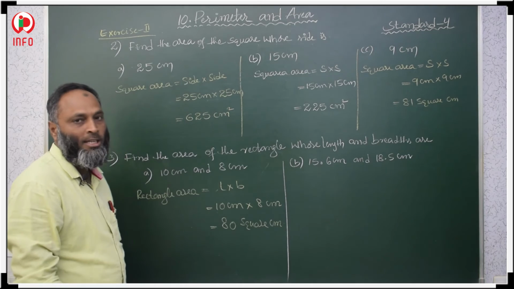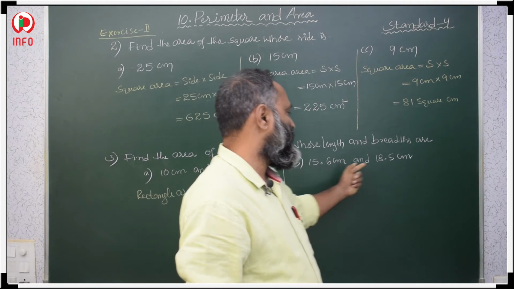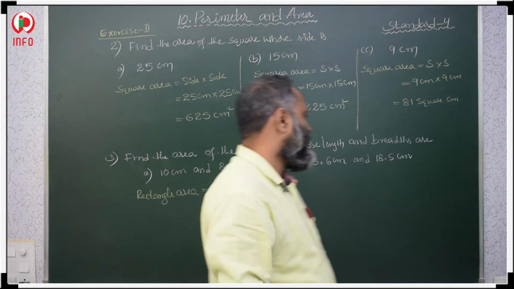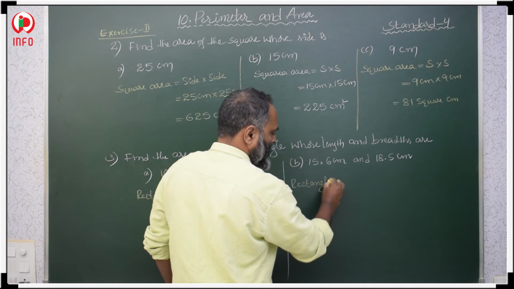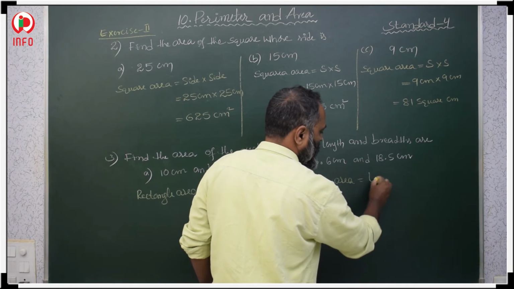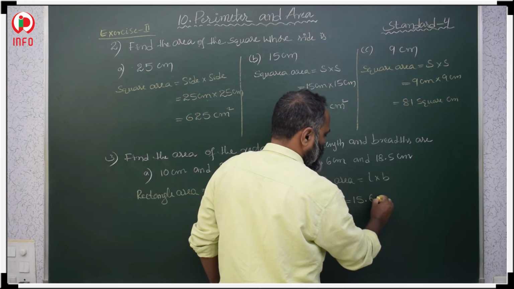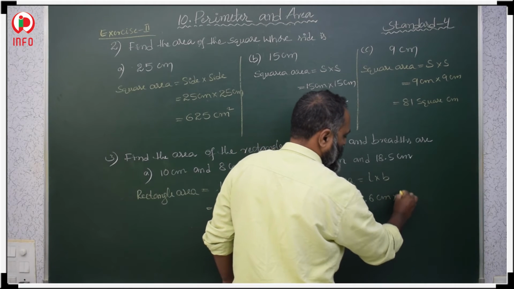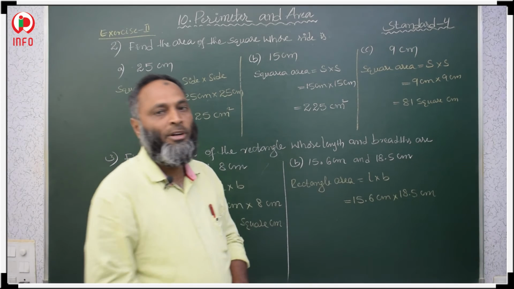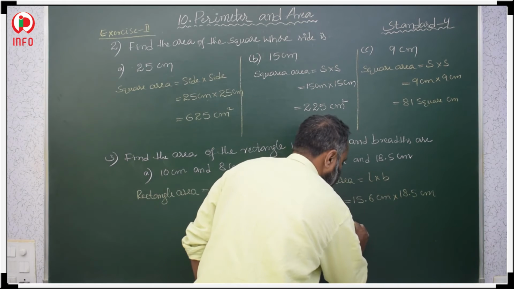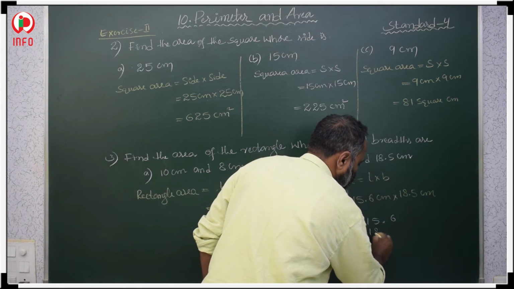Now here length is 15.6 centimeters and breadth is 18.5 centimeters. Then rectangle area is equal to length into breadth. What is the length here? 15.6 centimeters and breadth is 18.5 centimeters. Now multiply 15.6 with 18.5.